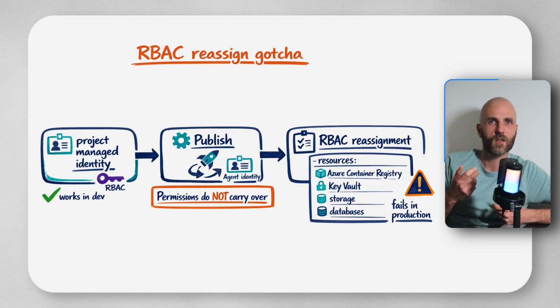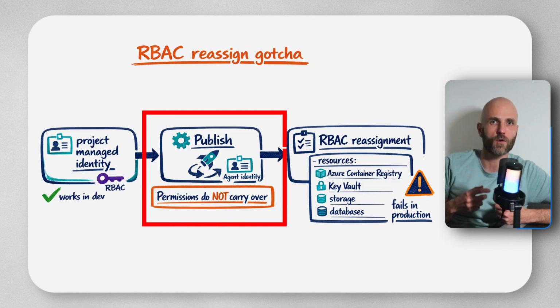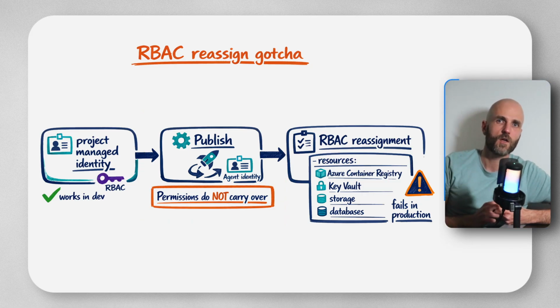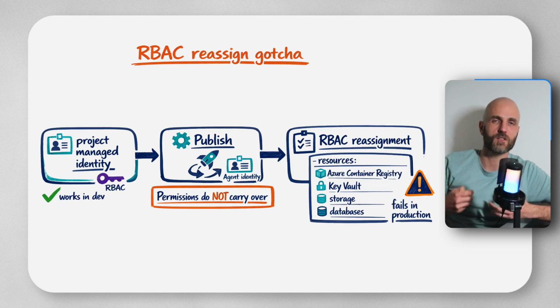Any permission assigned to the project managed identity will not carry over. After publishing, I must reassign role-based access control permissions for the new agent identity on every Azure resource it needs. That includes Azure Container Registry, Key Vault, storage, databases, anything. If I forget, it works in dev and then it fails in production, so keep an eye on it. Maybe it will change. Stay up to date with the documentation.